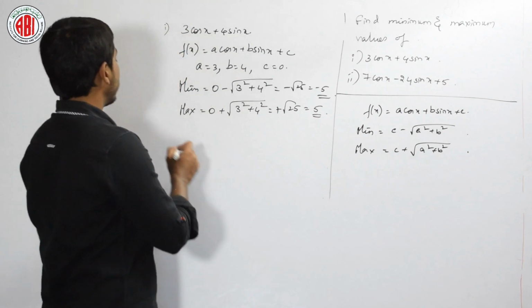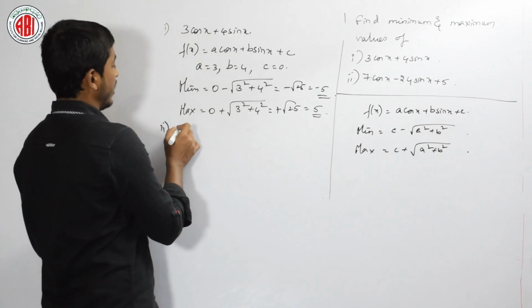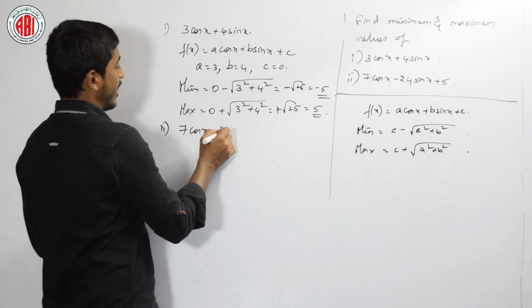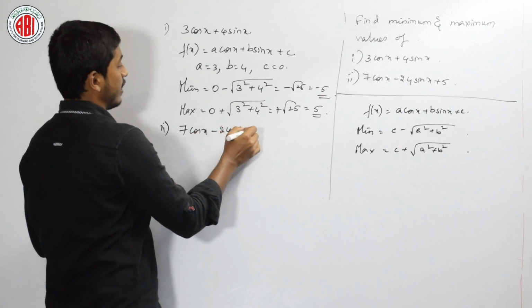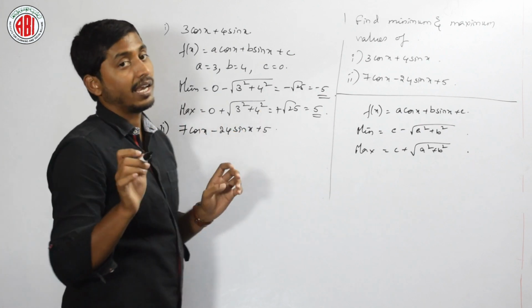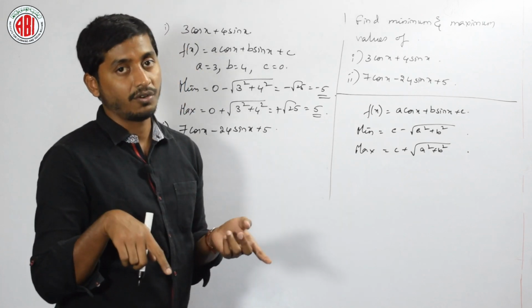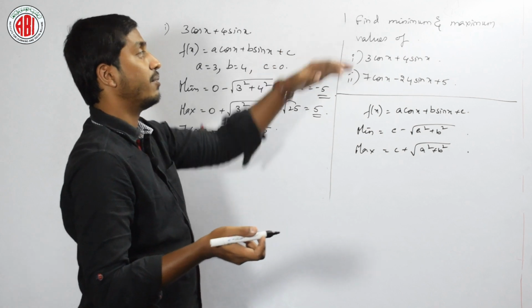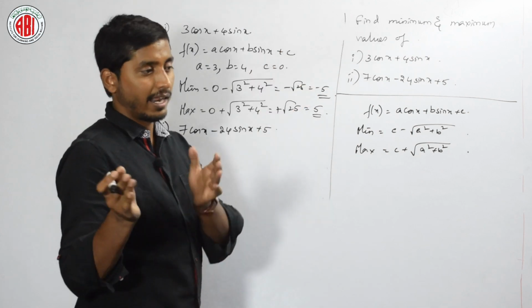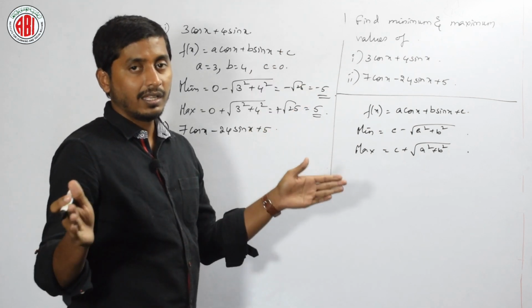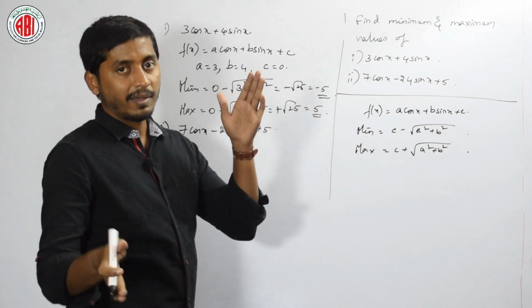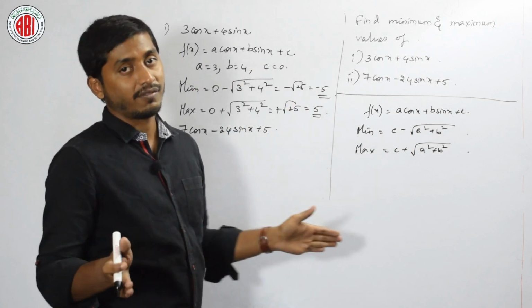Okay. Then what is the second question? He is asking us to find the range of 7 cos x minus 24 sin x plus 5. Once again I am telling you, even if he asks you to find the range, you have to find the minimum and maximum. The range will be in between the minimum and maximum values, that is the range of that function.